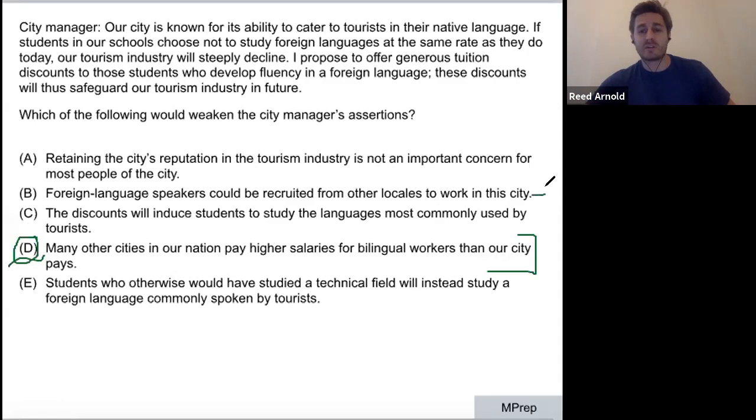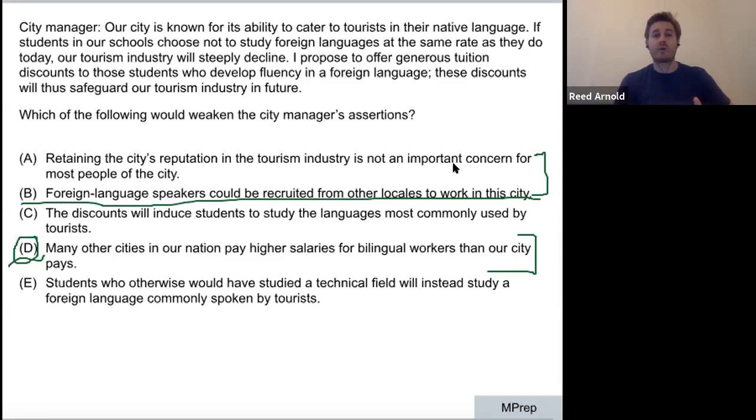Now, the two traps on this question that I want to talk about are A and B, and these are the ones that I did see some people choose, and people are asking about them now in the chat. So B is, I think, a very common wrong answer choice. But the fact is that it is totally irrelevant to the argument at hand. I have a plan to save tourism in this city. It's to offer discounts to our students, okay? To learn a foreign language that our tourists speak. That's my plan.